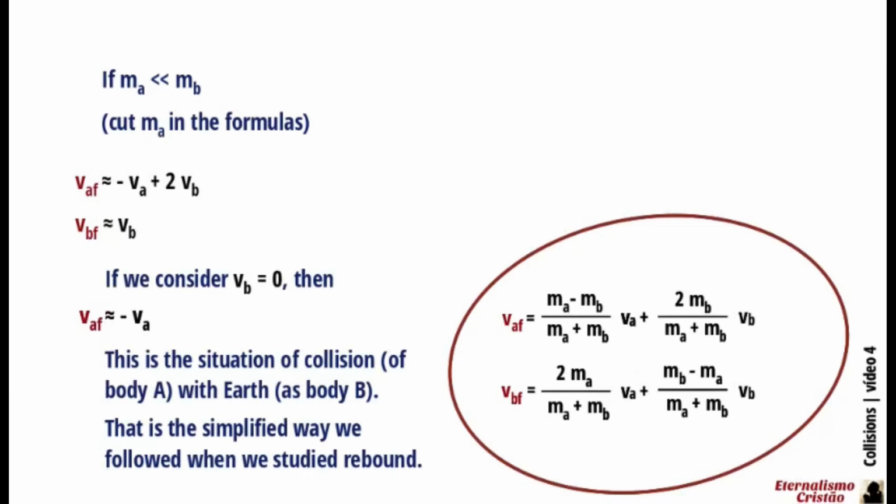The mass of body A is much smaller than the mass of body B. We have the situation of collision of body A with Earth as body B. If we consider VB equals 0, then the final velocity of body A is symmetrical to its initial velocity. That is what we found when we studied rebound.